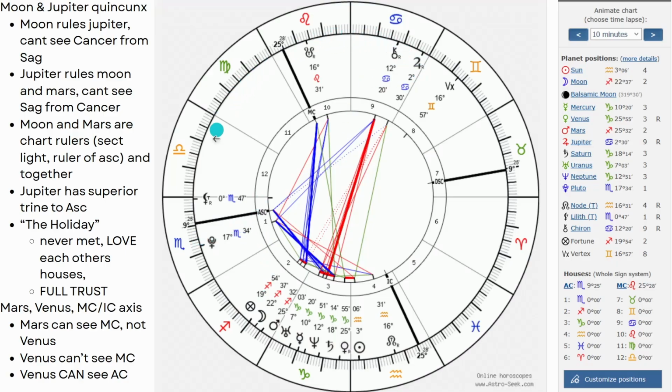Jupiter's coming over in this superior trine, catching up to my ascendant, and so that's lovely, but they don't talk to each other at all. So what am I supposed to do with that? My example for this is the movie The Holiday with Kate Winslet and Cameron Diaz, where these people have never met, they love each other's houses, and there's full trust for each to be there.